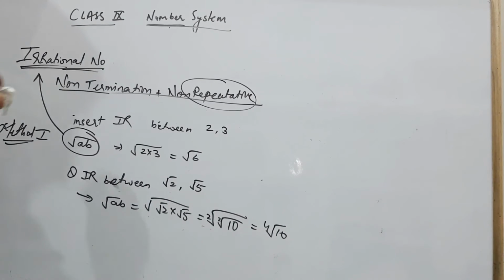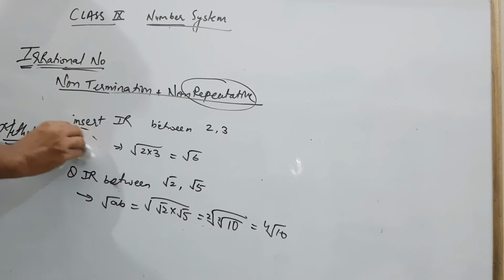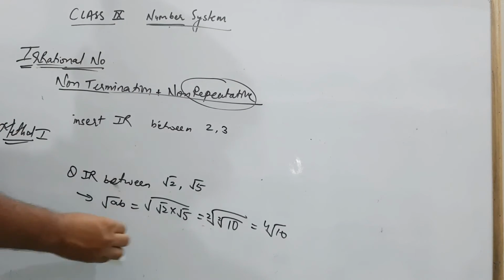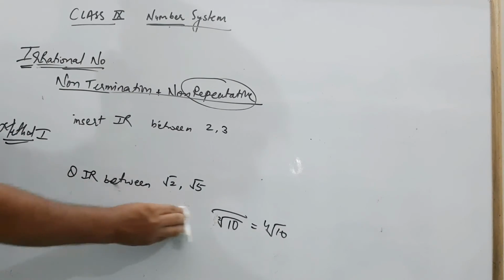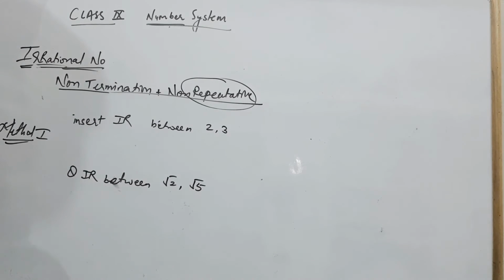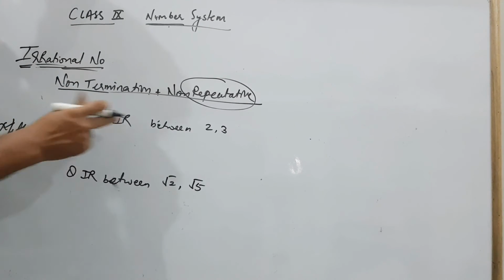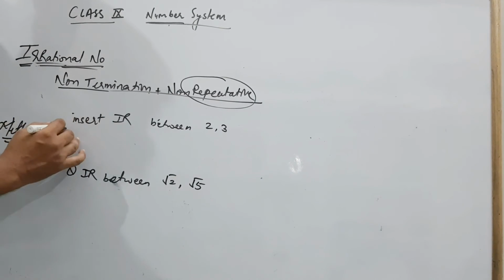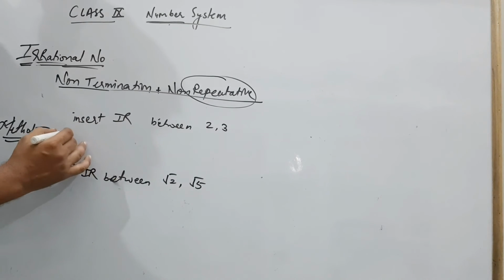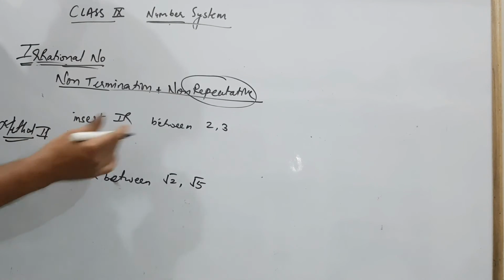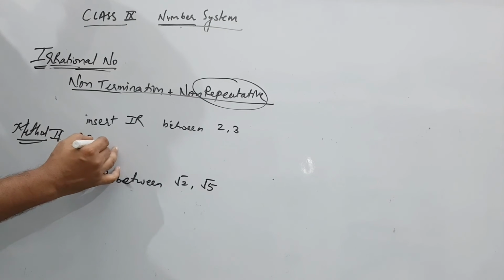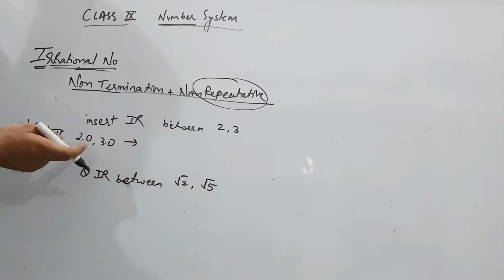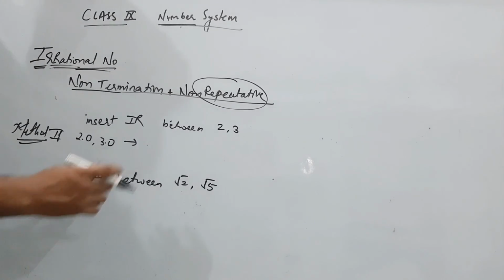Same question but second method, because the second method is very easy. So if you find the second one easy, you can try it by yourself. So method number two, you have to insert an irrational number between the same given two numbers. So how can you insert them? Just remember, this is 2, you can write 2.0, and this is 3, you can write 3.0. So what you have to do is write down an irrational number between 2.0 and 3.0.